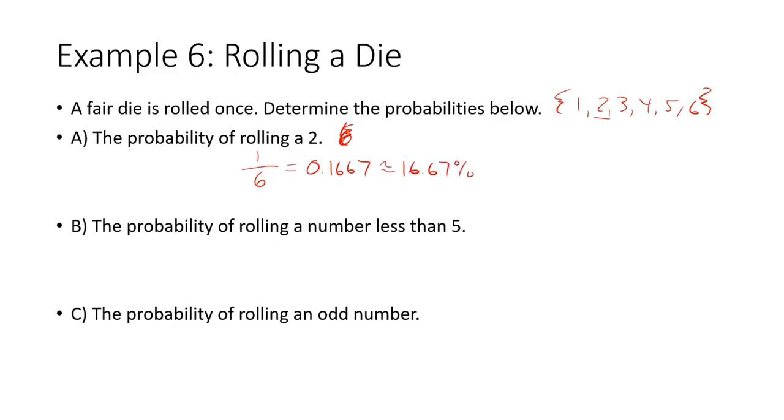16.67%. The probability of rolling a number less than 5, well, there's 1, 2, 3, 4 numbers that are less than 5. So 4 out of the total of 6 gives us a probability of 0.6667, or about 66.67%. The probability of rolling an odd number, well, 1, 3, and 5 are all odd numbers. 3 out of 6 would then be 0.5, or 50%.